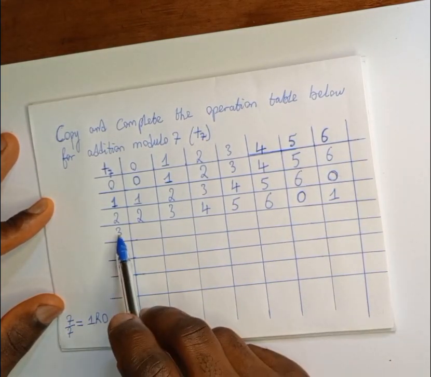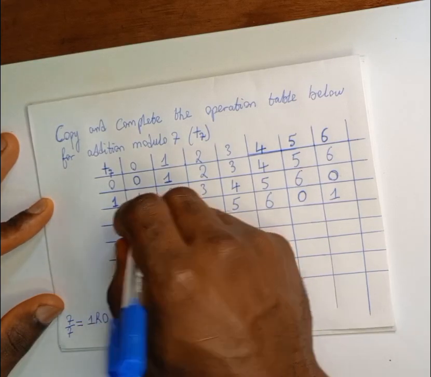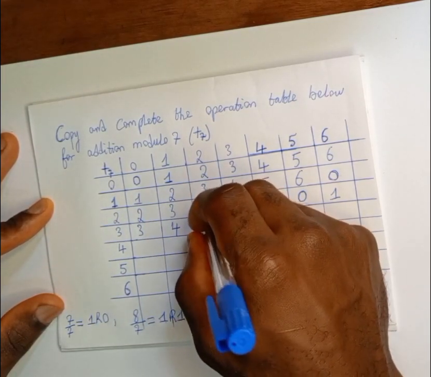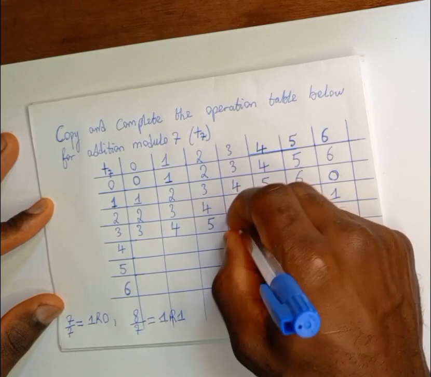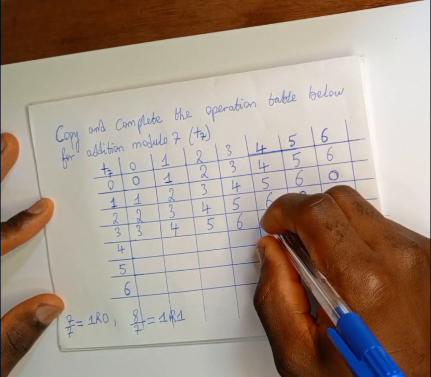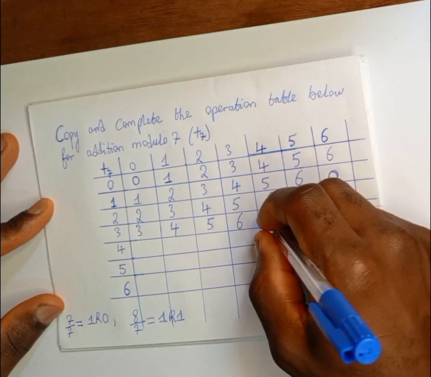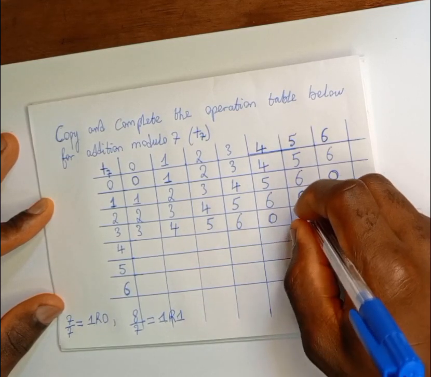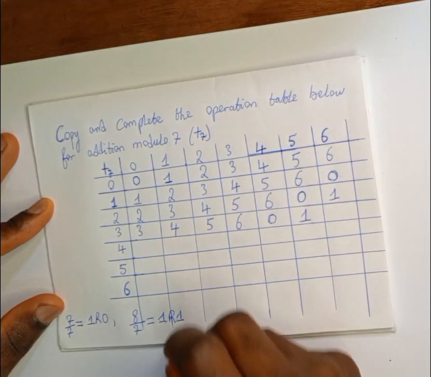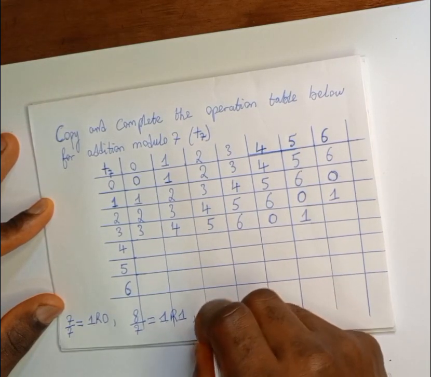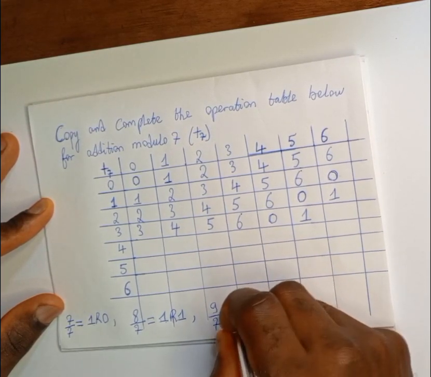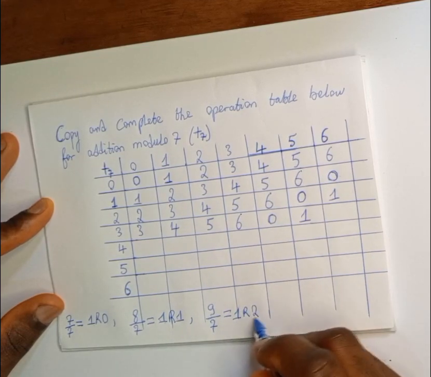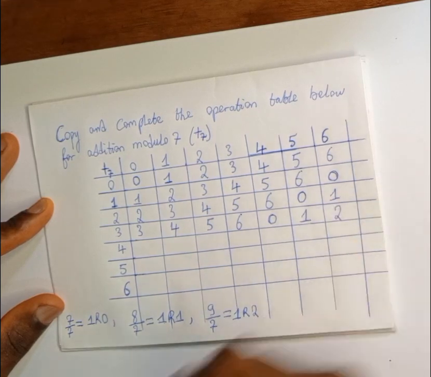We go now to 3. 3 plus 0 gives 3. 3 plus 1 gives 4. 3 plus 2 gives 5. 3 plus 3 gives 6. 3 plus 4 gives 7. 7 in modulo 7 gives 0. 3 plus 5 gives 8. 8 in modulo 7 gives 1. 3 plus 6 gives 9. We are going to divide 9 by 7. Gives us 1, remainder 2. We are going to discard the whole number part 1 and we write down the remainder 2.